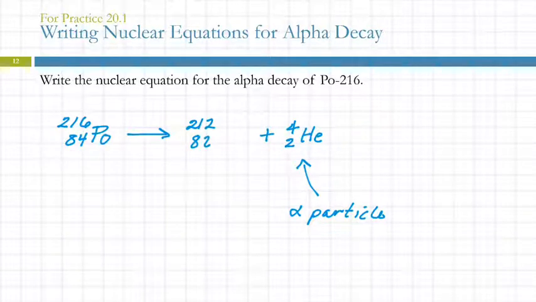And then we go back to our periodic table and find that 82 is lead. So this is Pb. Any questions?